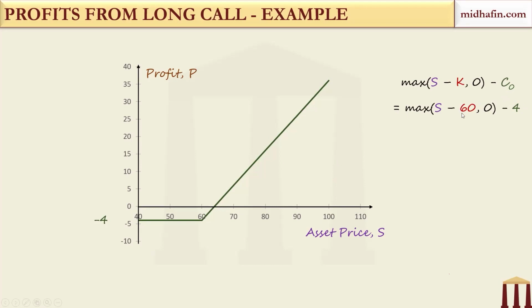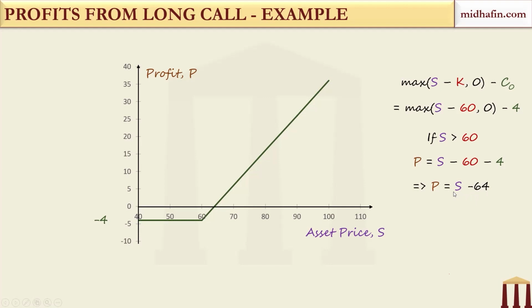If, let's say, the strike price is 60, then it is simply given as S minus 60 or 0, minus 4. If S is greater than 60, that means if the asset price at the time of maturity is greater than the strike price, let's say it is 61, 62, 63, 64, whatever, above 60, then the profit, if you generalize it, is S minus 64. Now you see the difference.